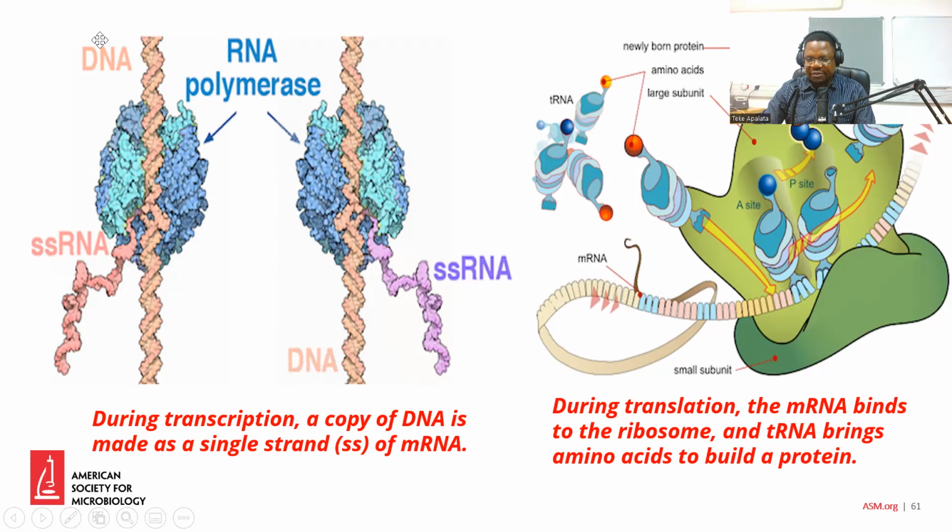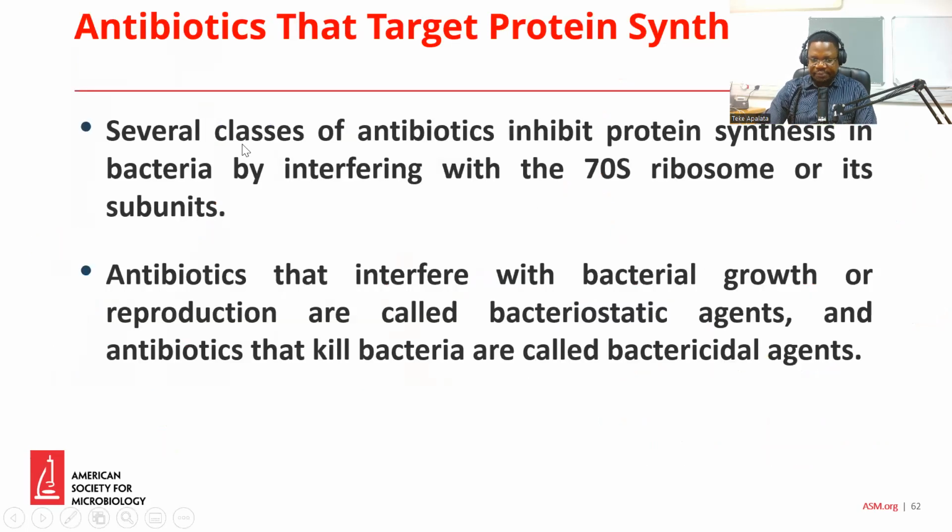Here we can see the translation stage, where the messenger RNA attaches to the ribosome and sends the information to the transfer RNA. During translation, the messenger RNA binds to the ribosome, and the transfer RNA brings amino acids to build the protein that is required.